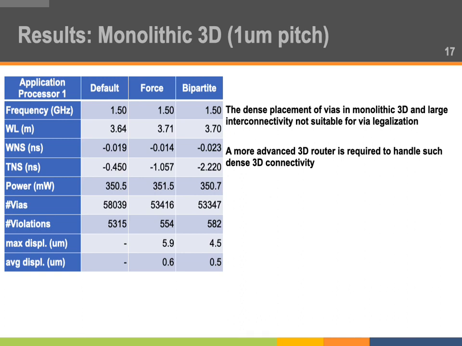And the impact of legalizing vias on such a highly interconnected design is that the total negative slack has a significant impact compared to other designs, and the violations also noticeably increase with our legalization. Even though the maximum displacement and the average displacement are pretty small, at max displacement of only 6 micron, or 4.5 micron with bipartite, and average displacement almost at half micron in each stage, even such small displacements are able to create a significant difference in the QoR.